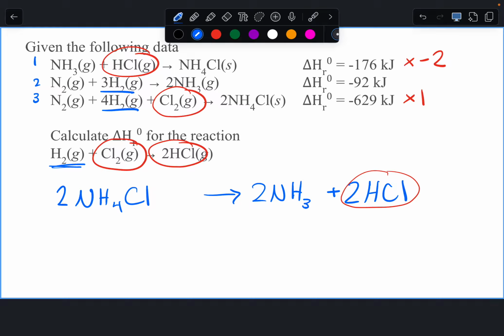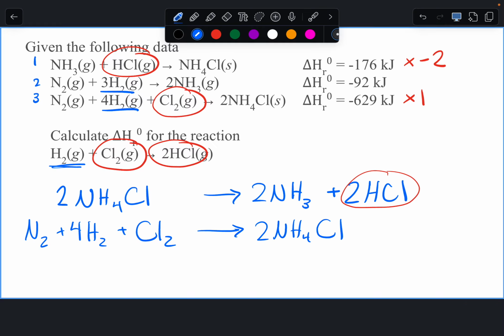And then I'm going to do the manipulation of reaction 3. Well, not manipulating it because it just is as is. So I'm going to write it down. N2, 4H2, Cl2, 2 NH4Cl. Okay. Oops, I forgot to write down the delta H's here. It's an important component.